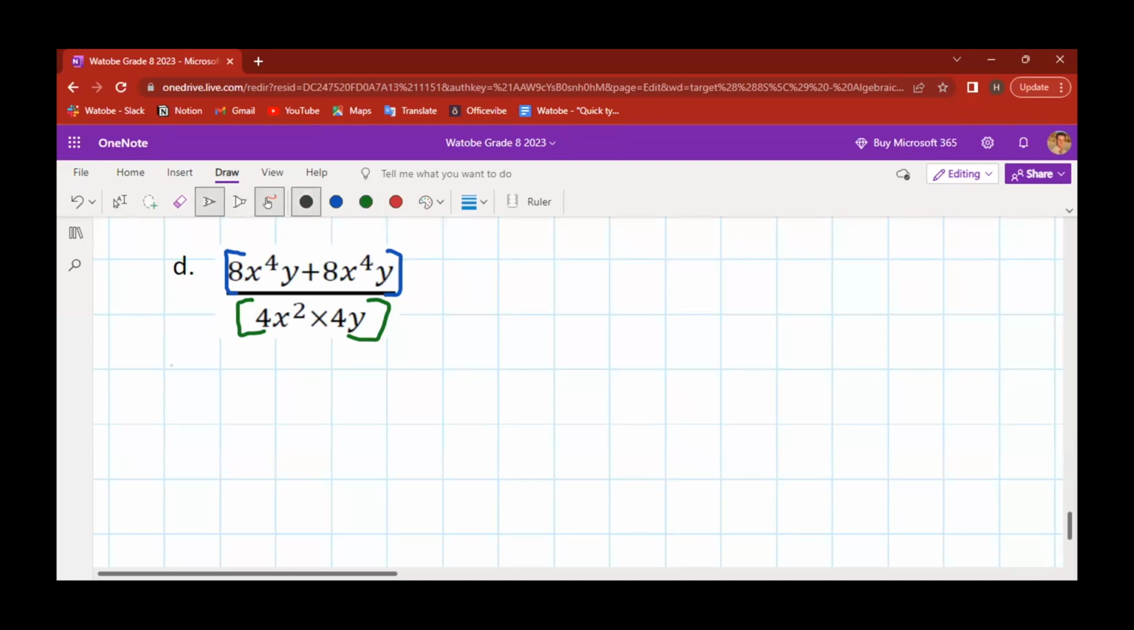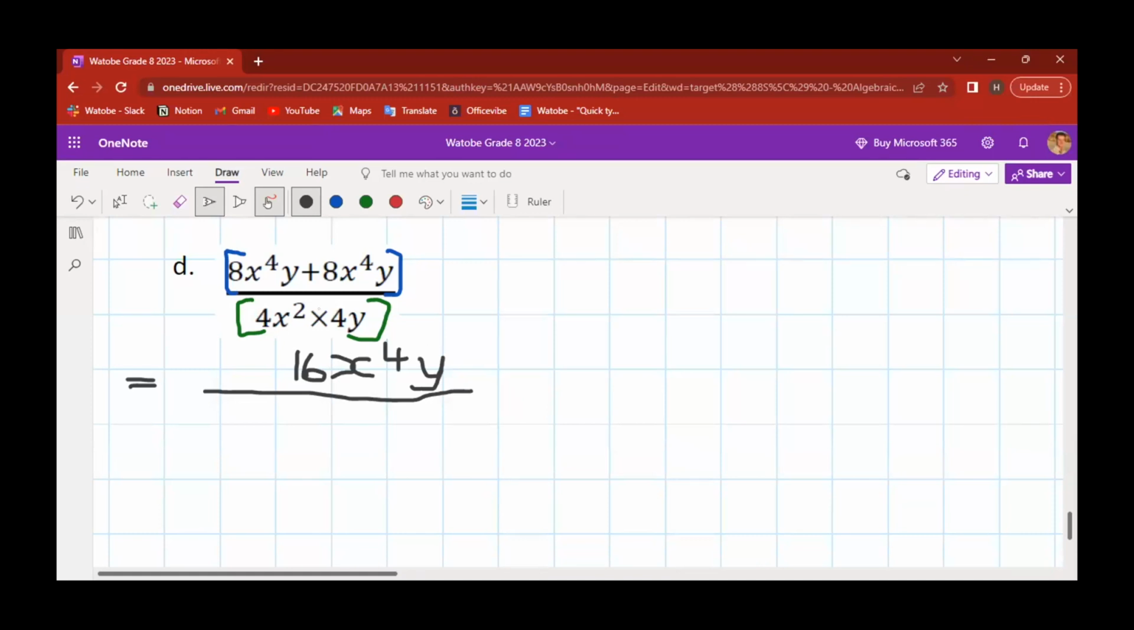I am slowly going to go ahead and start writing what I get. So 8x to the power of 4y plus 8x to the power of 4y. These terms are like terms, meaning we can simply add them together. It gives us 16x to the power of 4y. Once again, why can I just simply add them together? The answer is because they are like terms. The x to the power of 4y is the same for both of them. Adding them together, I get 16x to the power of 4y.